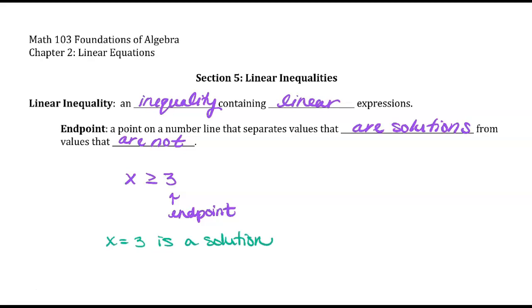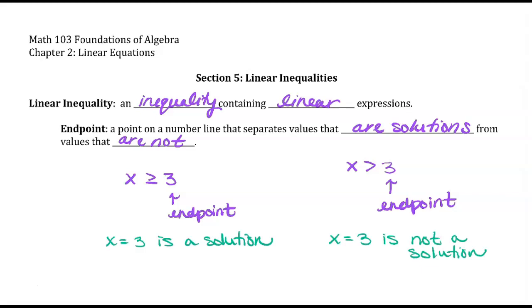Let's also quickly look at x is greater than 3. In this inequality, we're only allowing values that are strictly greater than 3 to be part of our solution set. 3 here is again the endpoint because it does separate values that are in from values that are out, but in this case, x equal to 3 is not a solution. If we require x values to be strictly greater than 3, then x equal to 3 does not satisfy that requirement.